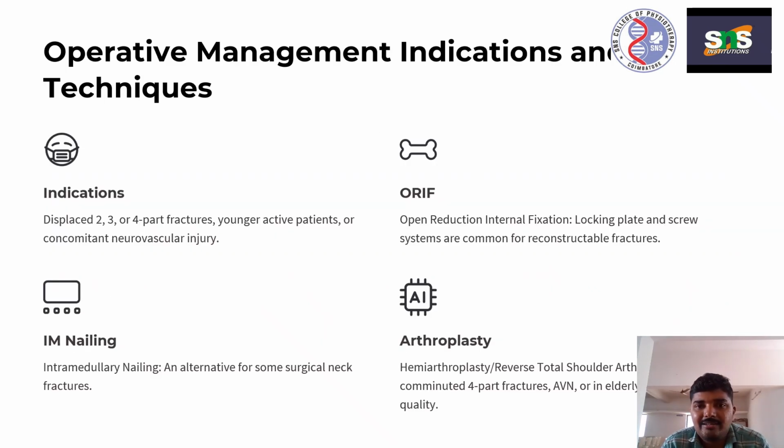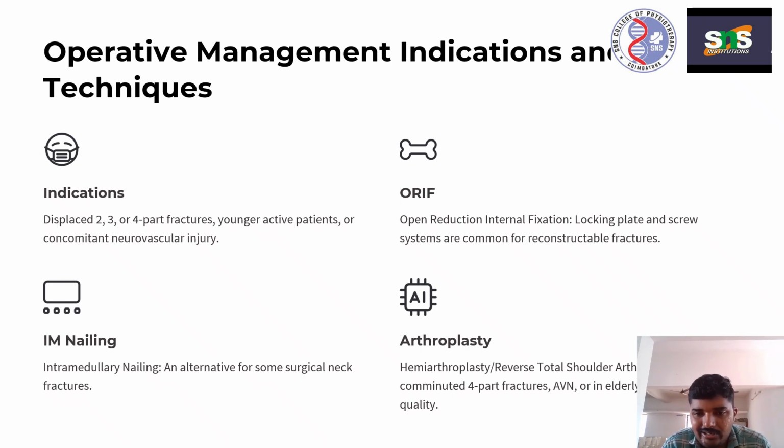Then operative management: indications and techniques. Indication: displaced two-, three-, and four-part fractures, in active patients or with concomitant neurovascular injuries. There is ORIF, open reduction internal fixation. Locking plate or screw systems are commonly used for reconstructible fractures. Then IM nailing: intramedullary nailing is an alternative for some surgical neck fractures.